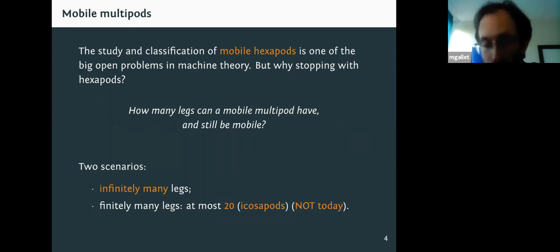And actually, what I would like to tell you about is a construction of a mechanism which is both mobile and admits infinitely many legs. There have been already known mechanisms that have infinitely many legs, but from what we can tell, the mechanism that I will discuss with you today is new.